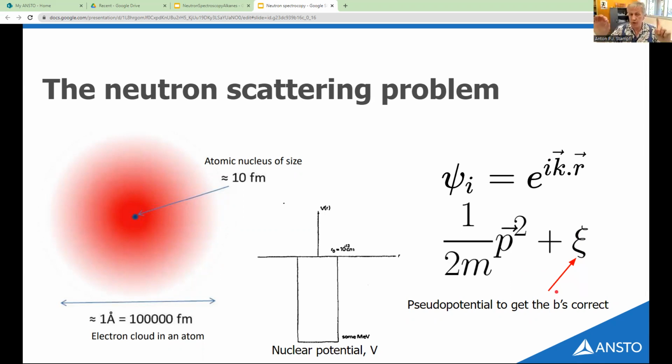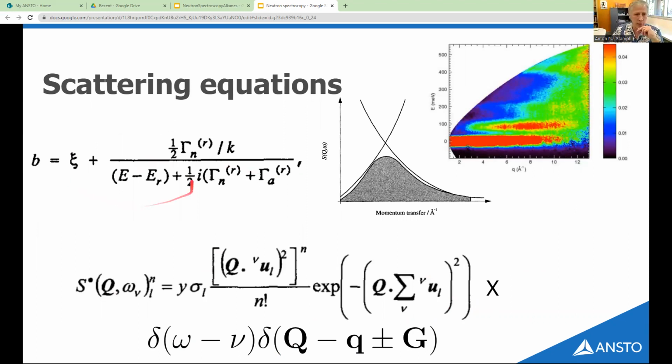Because the scattering isn't negative, it's mainly positive. It's repulsive as opposed to attractive, whereas this force here, the nuclear force, is attractive. Okay, so one needs to think about it in those terms, and we can't describe it completely, but we come up with this scattering equation here.